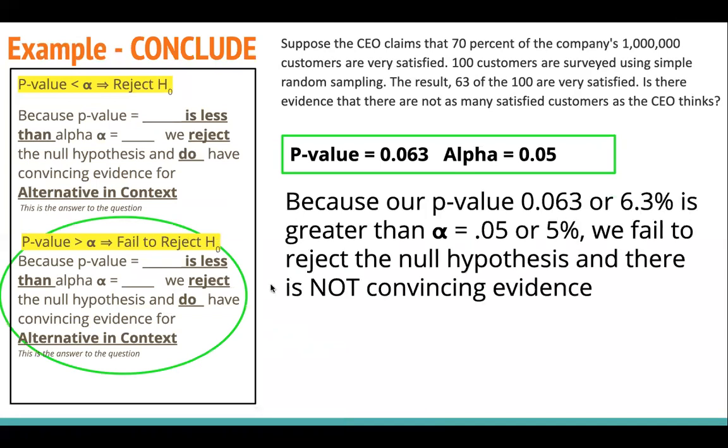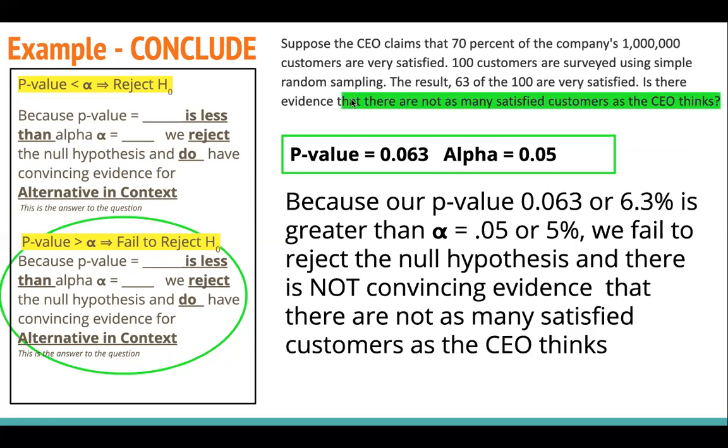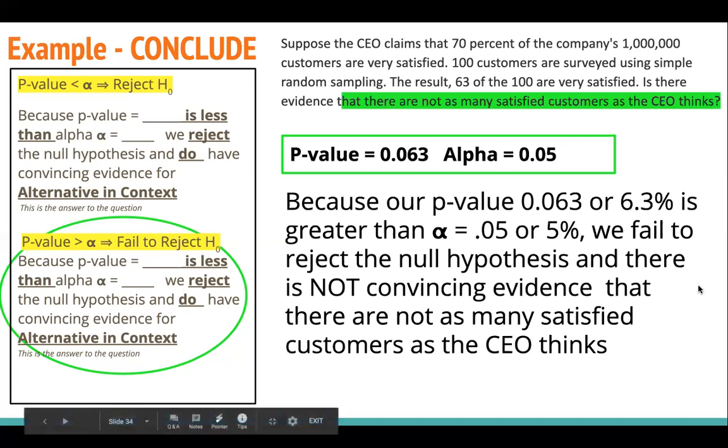And I will copy this sentence. Because our p-value of 0.063 or 6.3% is greater than alpha equals 0.05 or 5%, we fail to reject the null hypothesis, and there is not convincing evidence. Here's where I go back to my problem and copy from the question. There's not convincing evidence that there are not as many satisfied customers as the CEO thinks. So I've gone back through.